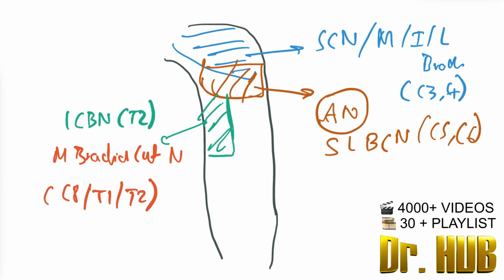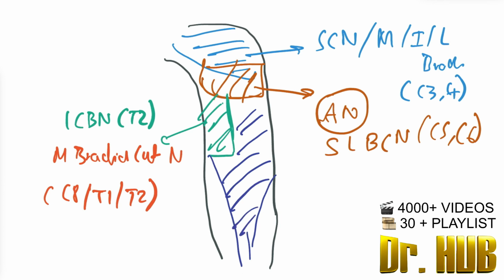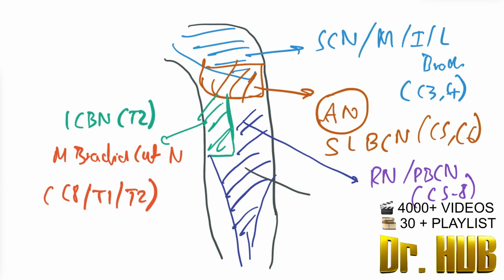Now in the center, this area contains the radial nerve, as well as the posterior brachial cutaneous nerve. So the root value is C5 to C8. Then there is also the inclusion of the inferior lateral cutaneous nerve, which is also present here.